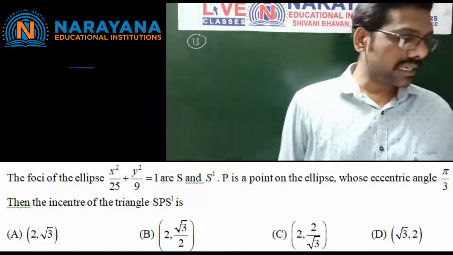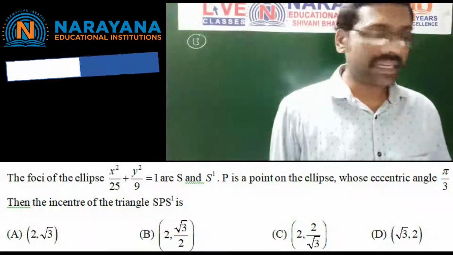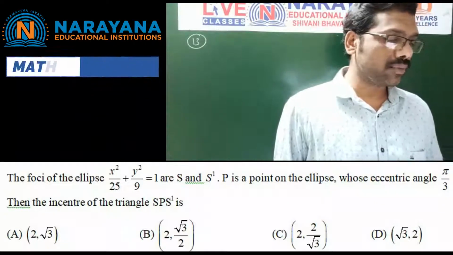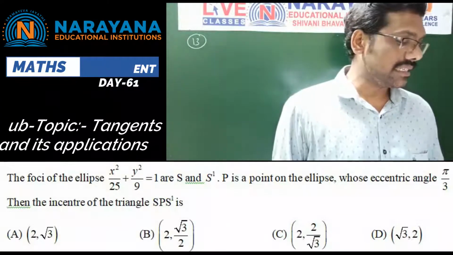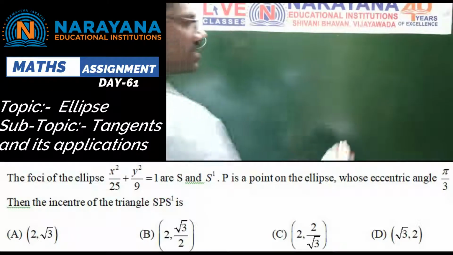This is question number 13. The foci of the ellipse are S and S dash. P is a point on the ellipse whose eccentric angle is 60 degrees. Then find the incentre of the triangle P S S dash.